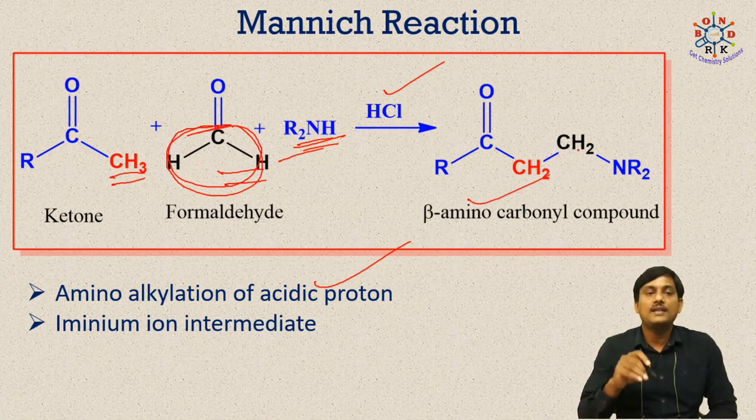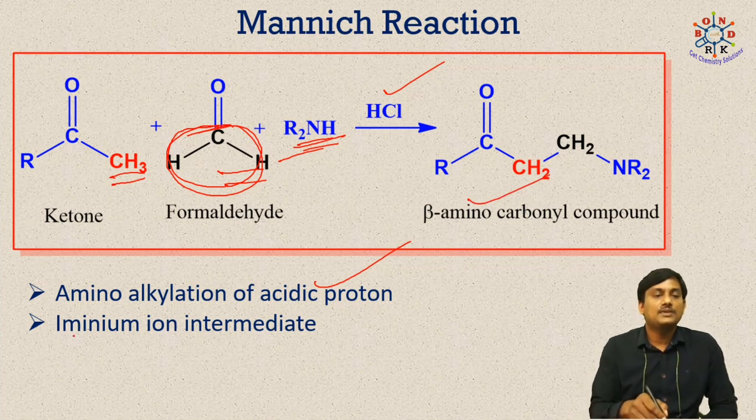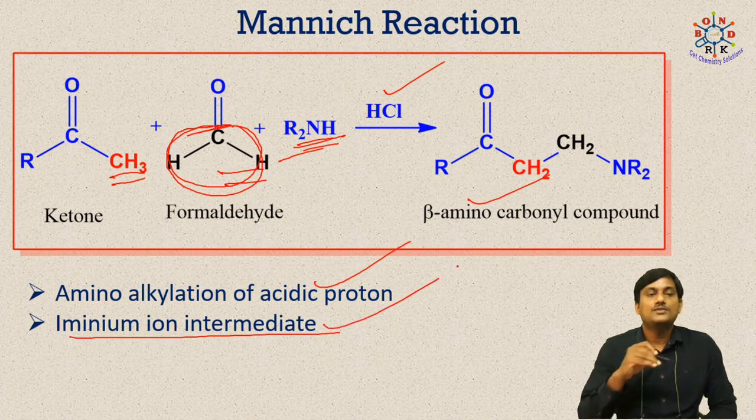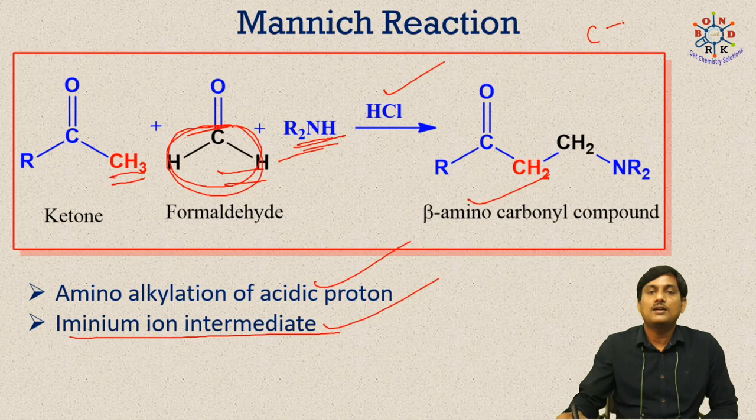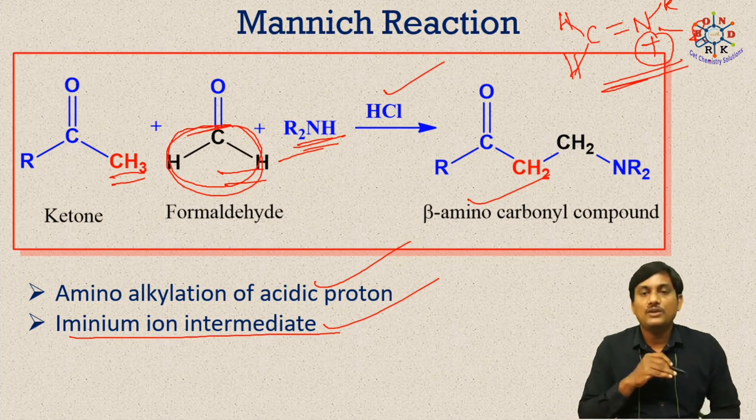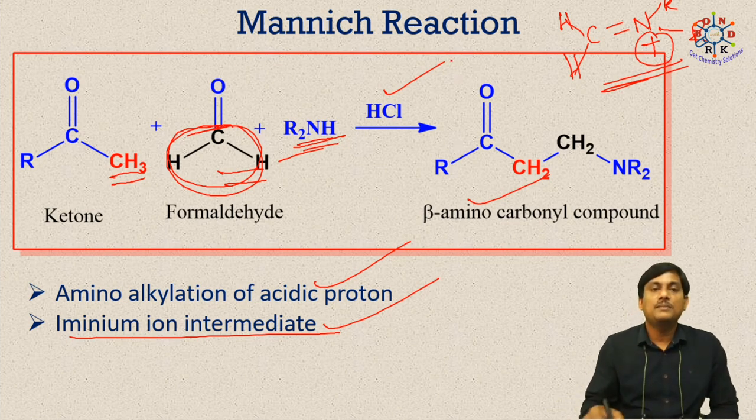In this mechanism, there is a formation of iminium ion intermediate. This is the iminium ion intermediate. You will get R C double bond N, with hydrogen, and R and R. Here you have a positive charge. This one is the iminium ion intermediate, which is formed in the Mannich reaction.